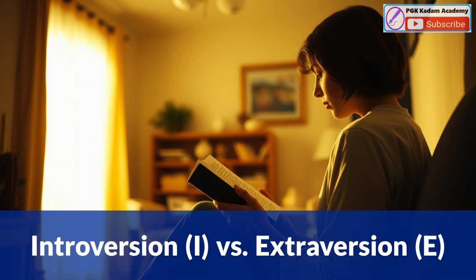The first core dimension is introversion (I) versus extroversion (E): how you gain energy. Introversion means preferring the inner world, deep focus, and fewer social interactions. Extroversion means being energized by being around people and liking active environments.